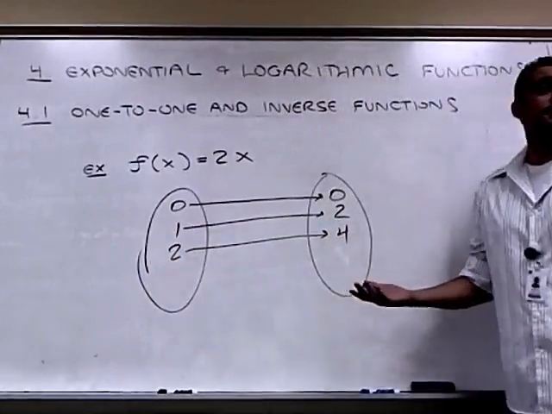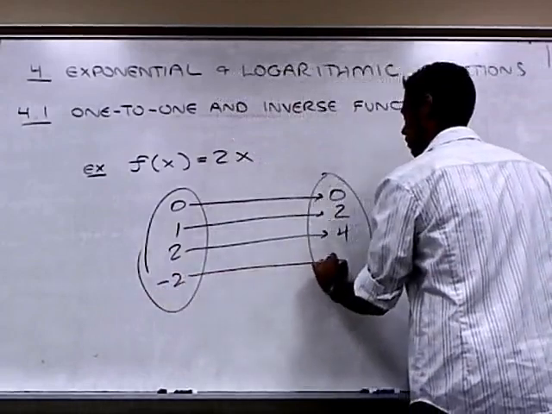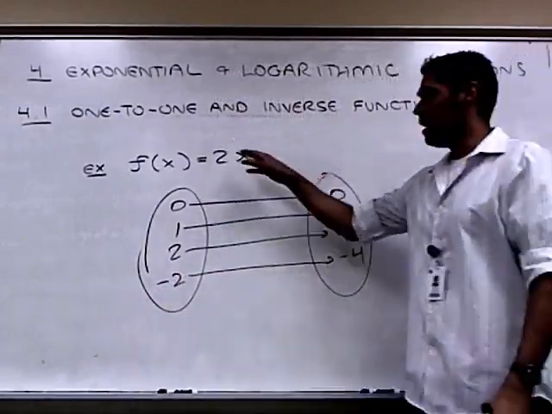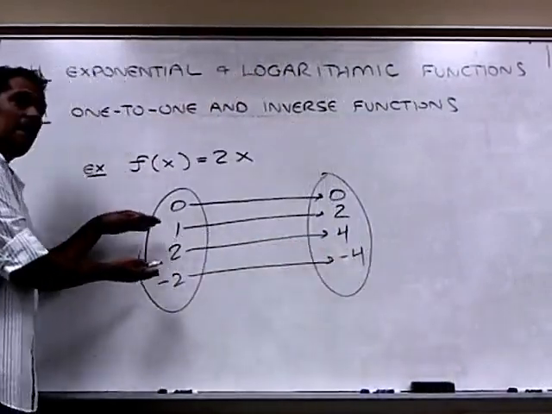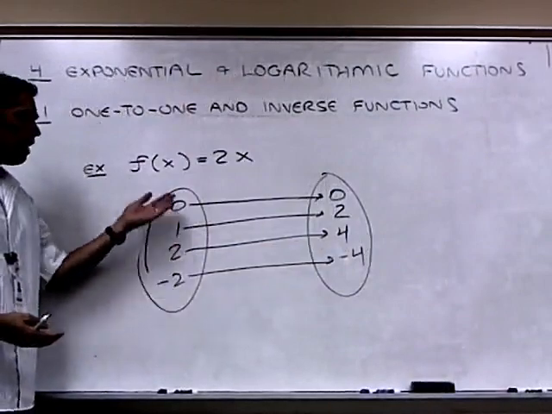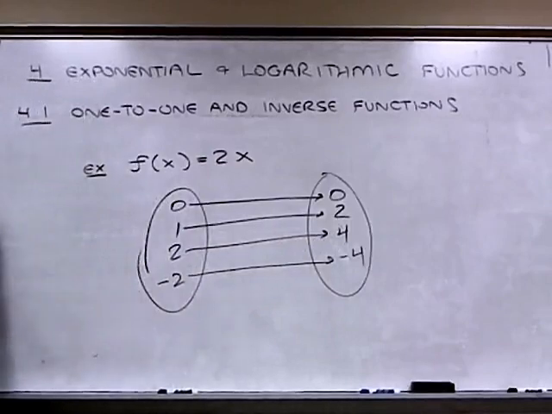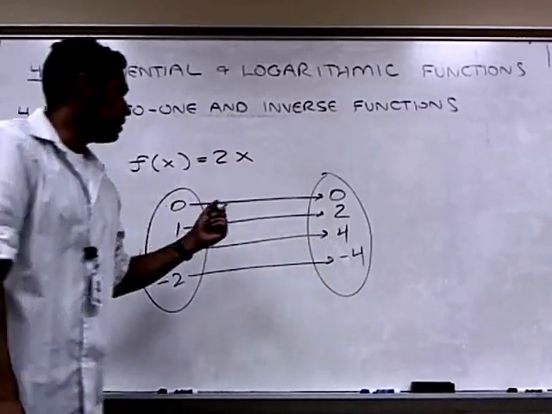Now, what if I try some negative numbers? Like, what about negative 2? Negative 4, right? No matter what I plug in, I double it, it comes out something, but I'm never going to have two numbers go to the same place, will I? Right? There's no way I can plug in a number here and it go to the same place that some other number goes to. So this would be one-to-one. So I'm going to put here one-to-one.